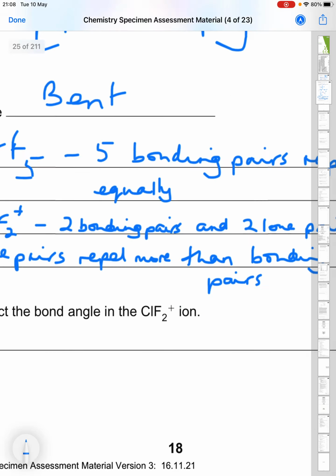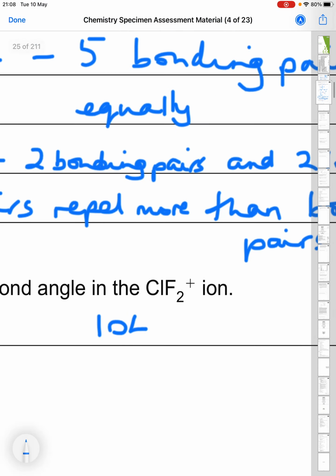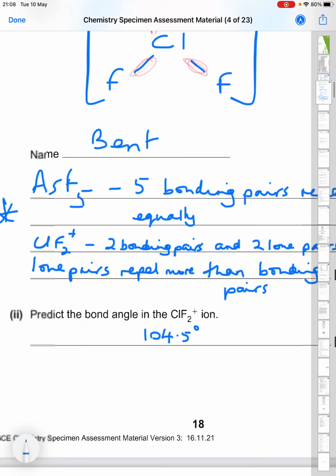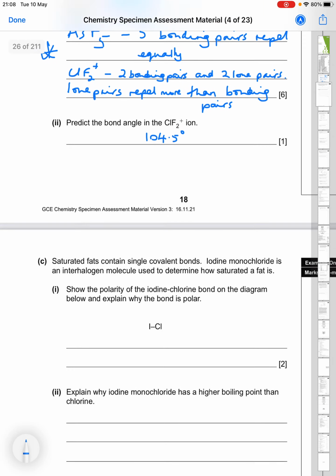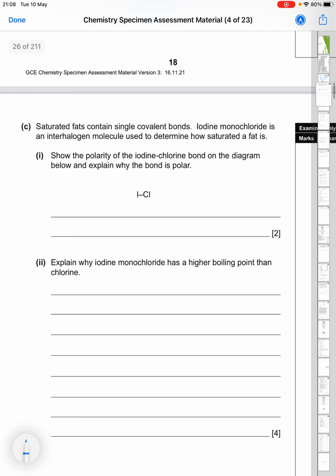And that leads me into the next bit, which is to predict the bond angle. So you know the bond angle for water is 104.5 degrees. So that's exactly what it's going to be there. That's what you're going to predict it's going to be.